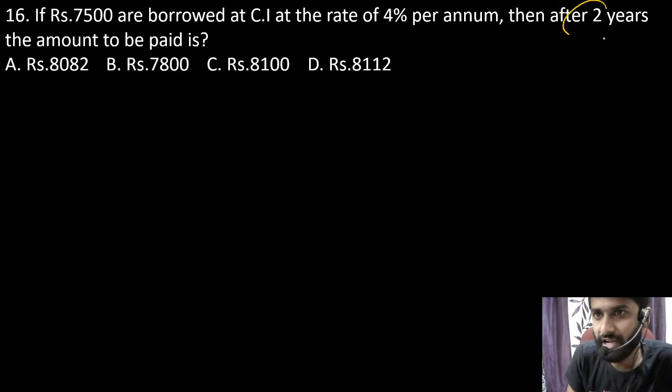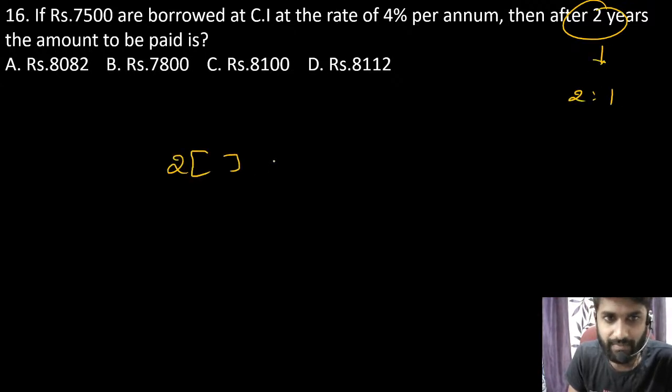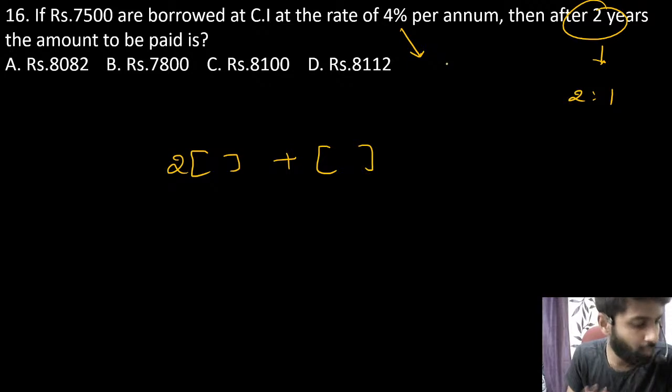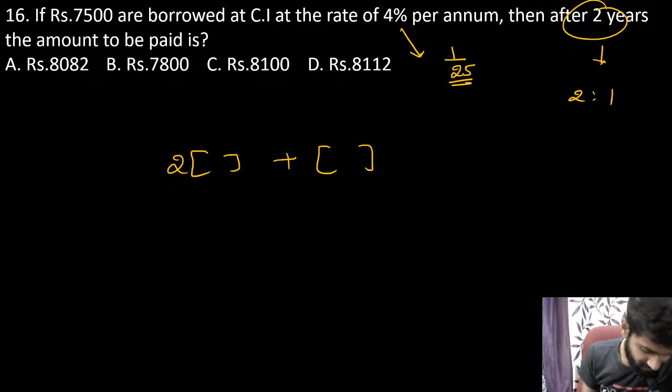Next one. The question is related to 2 years. 2 years means the ratio is exactly 2 is to 1. So 2 into interest plus interest of previous. Now see, first convert 4 percentage. 4 percentage means 4 by 100, which becomes 1 by 25. Clear? So 1 by 25.